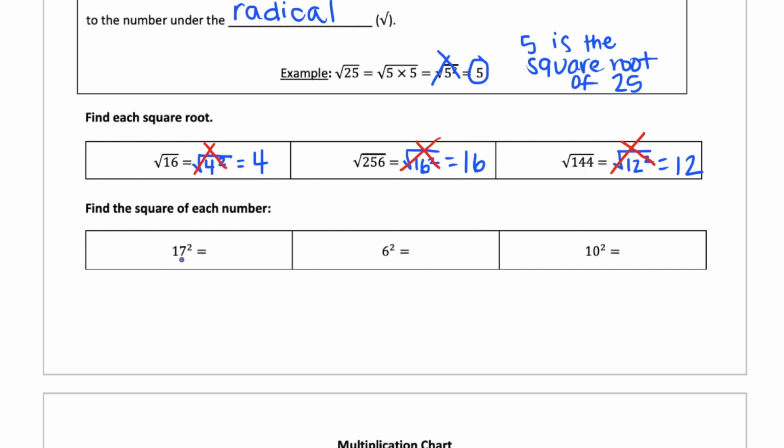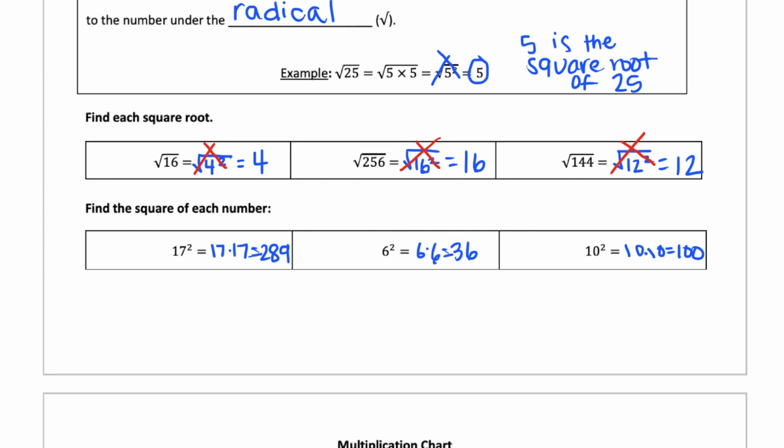Then on the bottom, we're just doing the opposite. We're squaring the number. 17 squared means you're multiplying 17 times 17. You might remember it, you might have to multiply, or you can look at your notes above, and we see that 17 squared equals 289. 6 squared means you're doing 6 times 6, and 6 times 6 gets us 36. And in our last example, we had 10 squared, and 10 squared means you're doing 10 times 10, and 10 times 10 equals 100.